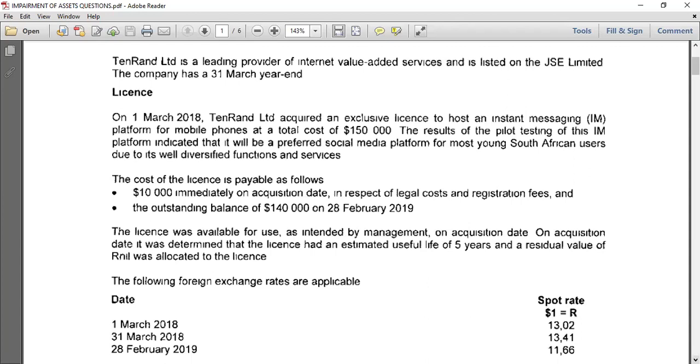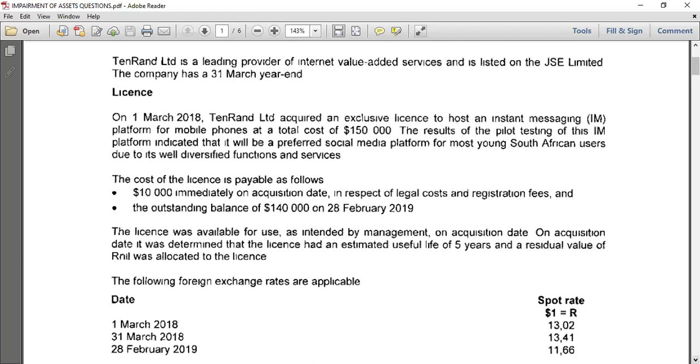The result of the pilot testing of this IM platform indicated that it would be a preferred social media platform for most young South African users due to its well-diversified functions and services. The cost of the license is payable as follows, right? When we're dealing with the assets, how we're going to pay is not important for now.